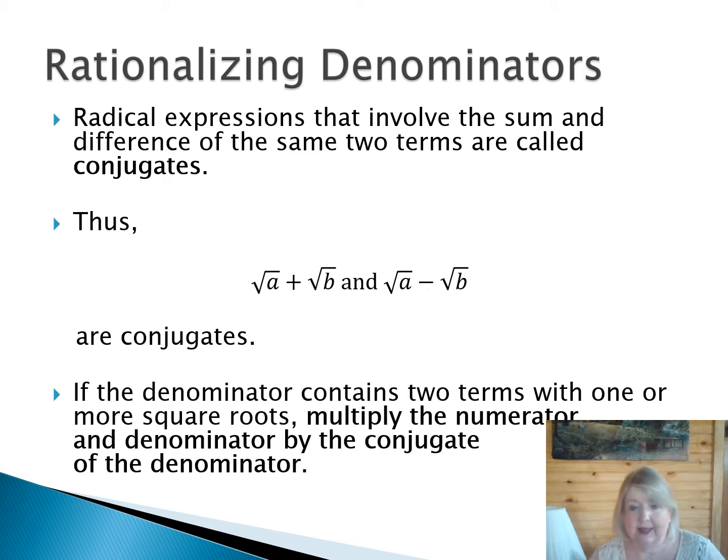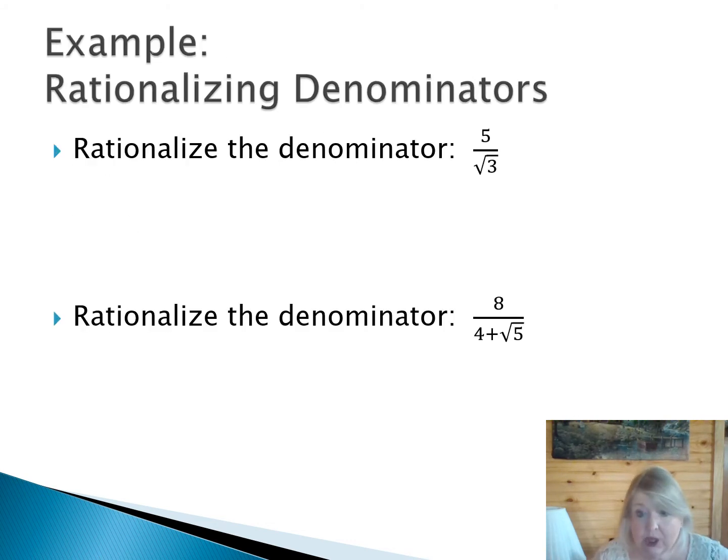Now the reason I say this is for the second type that we're going to have to work with, when the denominator contains two terms with one or more square roots. If that's the case, all we have to do is multiply both numerator and denominator by the conjugate of the denominator. Now again, by multiplying numerator and denominator by the same number, we're actually multiplying by 1. We're not changing anybody's value, but boy, are we changing the way it looks. So let's take a look at an example of each type.